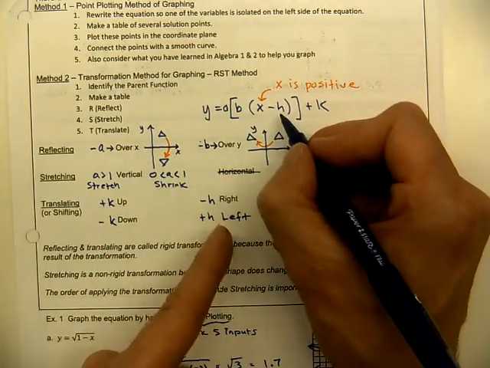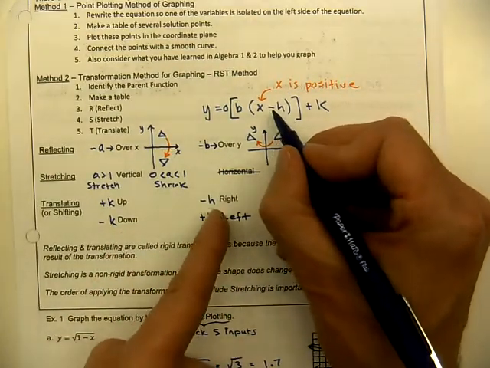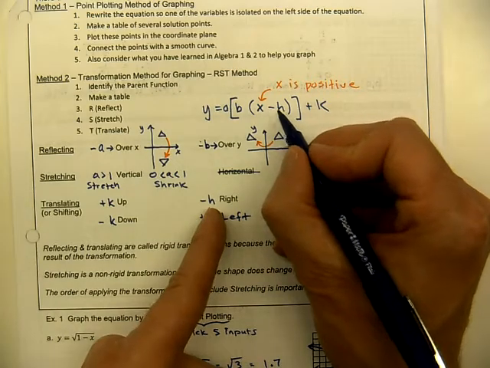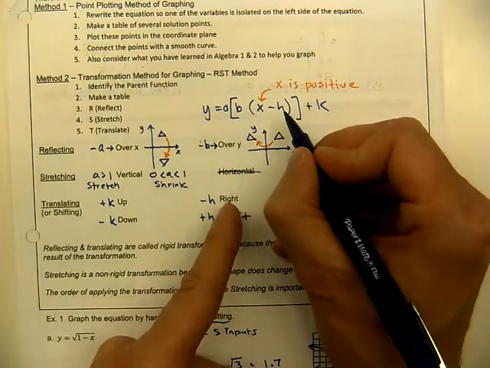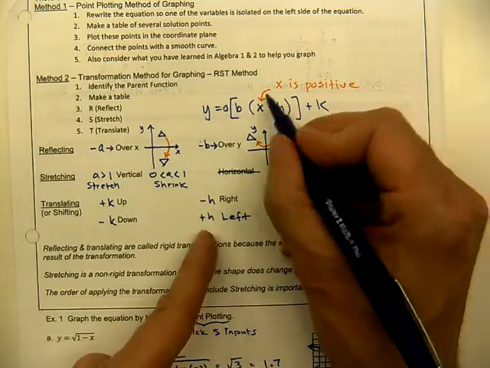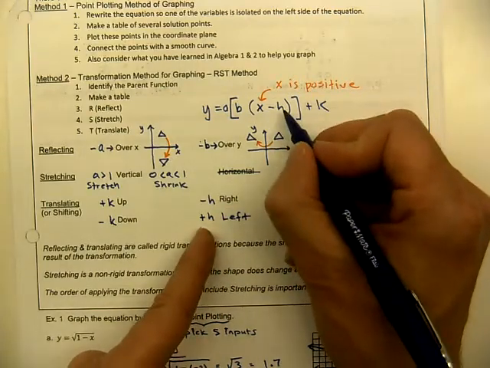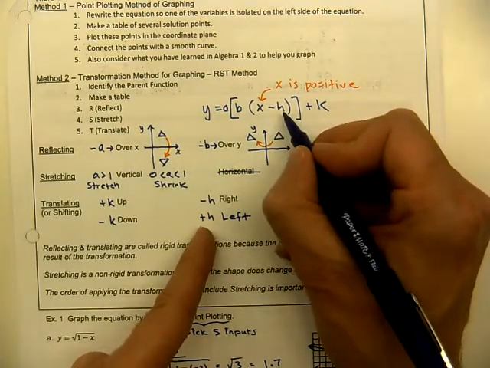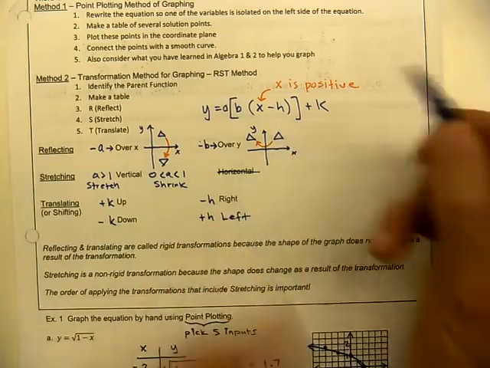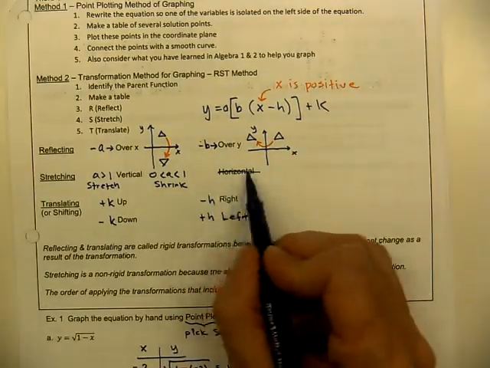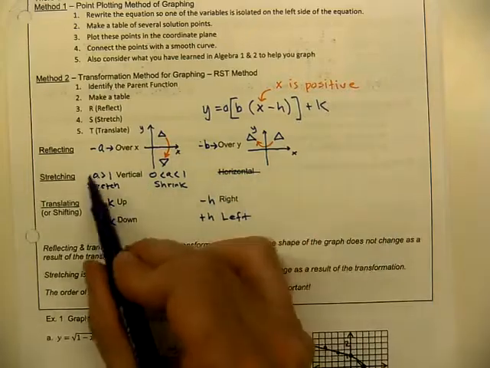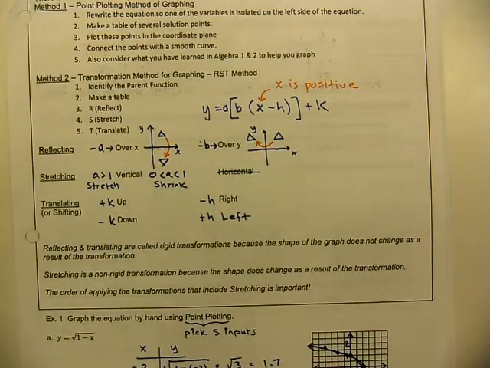But it's reversed for the h. If you see a negative h, you actually have to think the opposite. That does not mean left, it means shifting to the right. And if you see a positive h right here, that does not mean right. You have to think in the opposite direction. You're going to shift it to the left. Notice also I scratched out the horizontal stretch. We're really just focusing on the vertical stretch here.